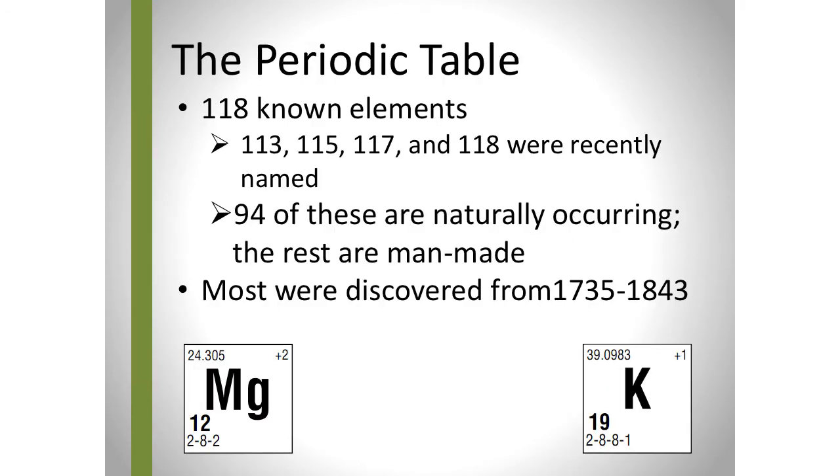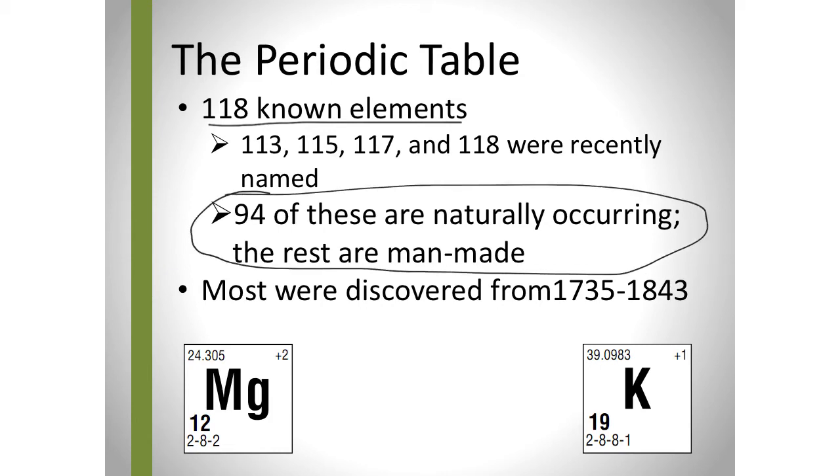At this point in time, there are 118 known elements. Some of them were recently named. Any of the ones that you see, like UUP, element 115, the UU ones are awaiting approval and awaiting their formal name. So UUs are kind of in a holding pattern. Most of our elements are naturally occurring. The rest are man-made through nuclear reactions. And most of our elements have been around for a long time.